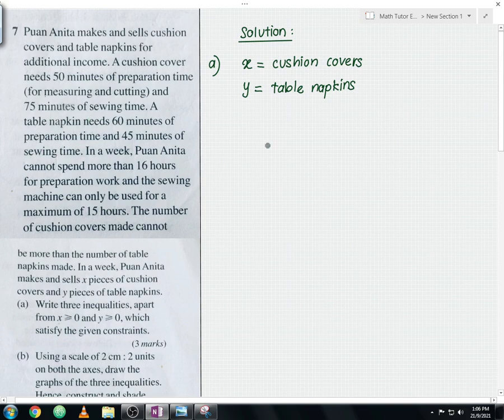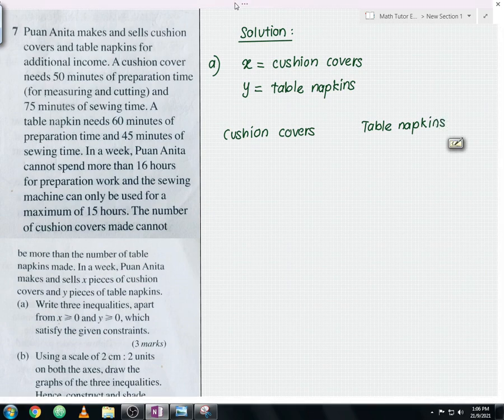Okay, so now what I'm going to do is split this into 2 pieces of information, one for the cushion covers, another one for table napkins. Okay, so from here, let us begin with cushion covers. Okay, and then followed by table napkins. So let me underline this too.